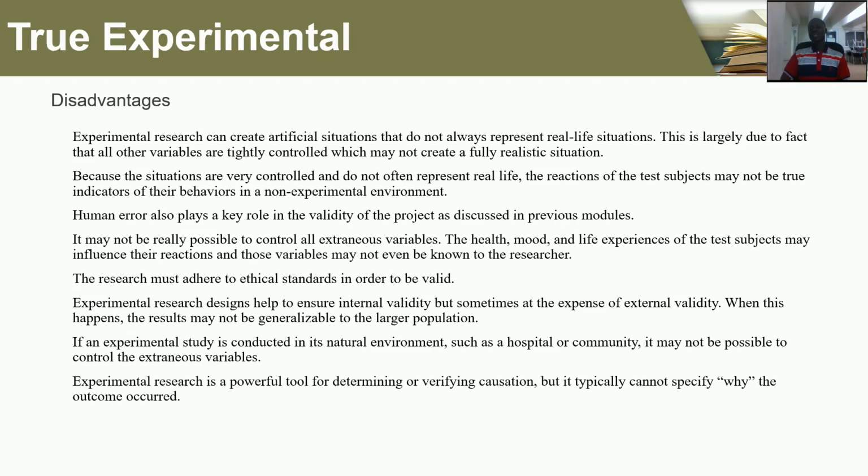Experimental research is a powerful tool for determining or verifying causation, but it typically cannot specify why the outcome occurred. So what we are saying here is that though it can tell you that there is a causal relationship between this and that, it cannot explain to you why this affects that, why this and that go together.